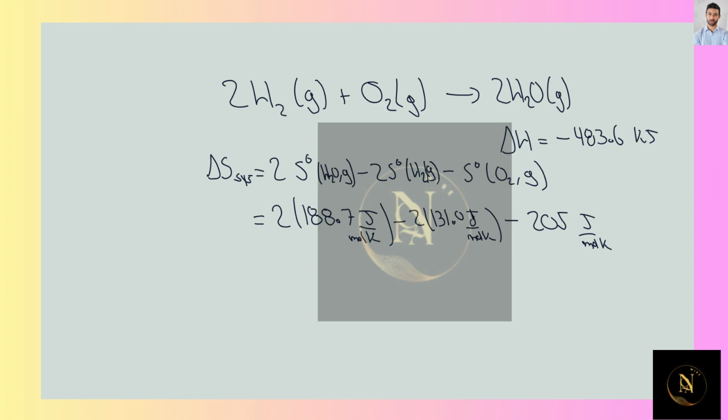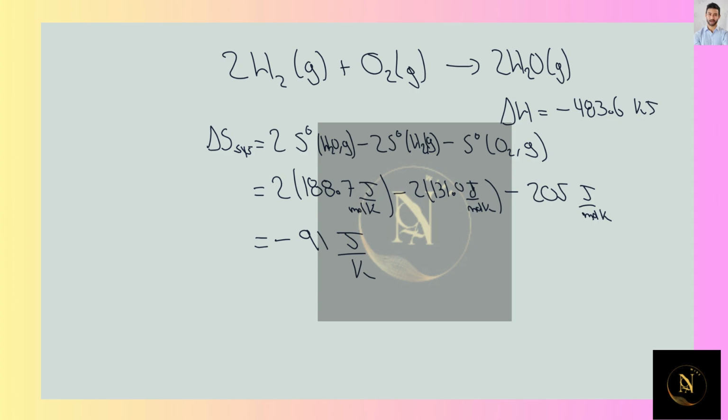Again, the moles are going to cancel out because we're multiplying by the stoichiometric coefficients. So the result is minus 91 joules per Kelvin. And this would be the entropy of the system.